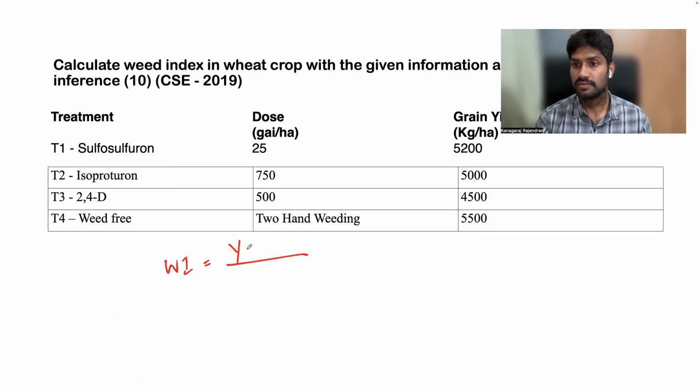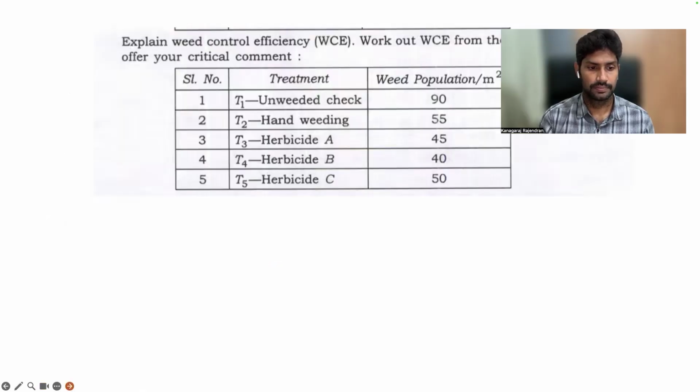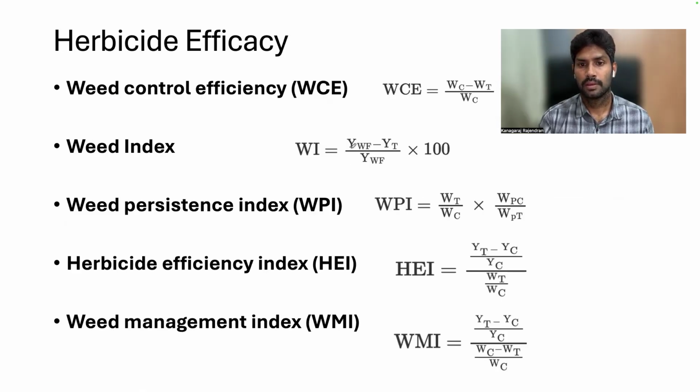Here we measure the yield of the crop: yield under the weed-free condition and yield under the treatment. So the formula is: yield under the weed-free condition minus yield under treatment, divided by yield under the weed-free condition, into 100. Okay, so this is the formula for the weed index.